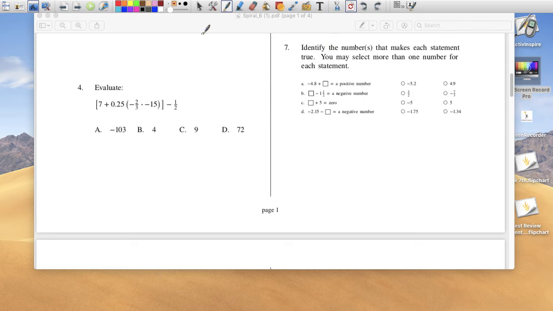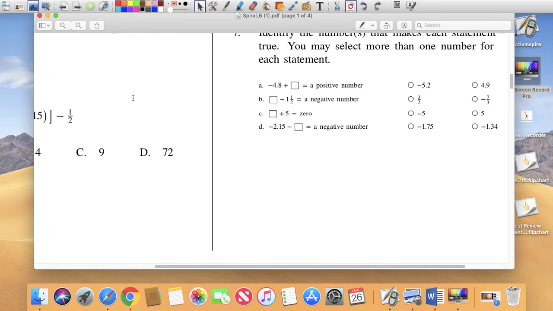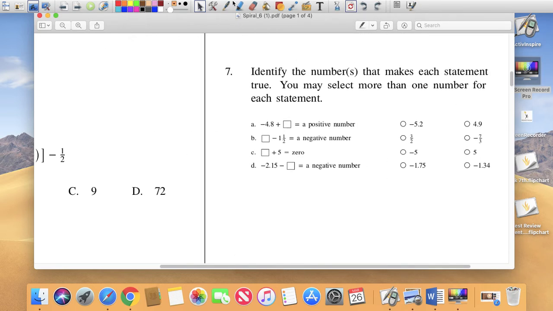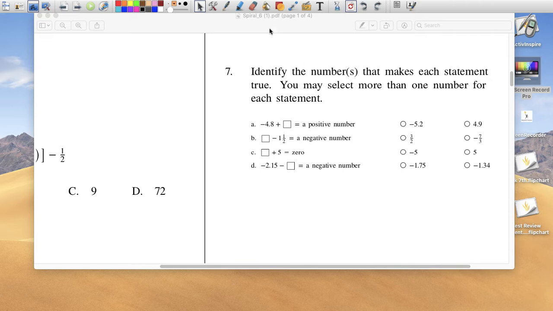Identify the numbers that make each statement true. You may select more than one number for each statement. So negative 4 plus something equals a positive number. Well, it has to be a number greater than negative 4. So that works, right? If I put a 5 over here, it's more positive, so therefore I'm going to have a positive answer. So that works, and this also works.